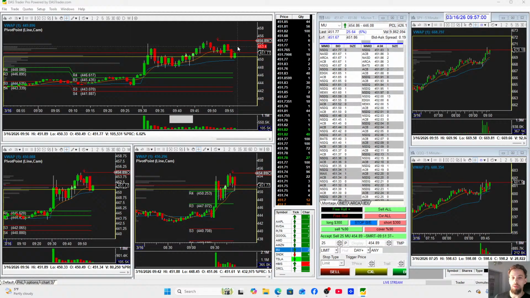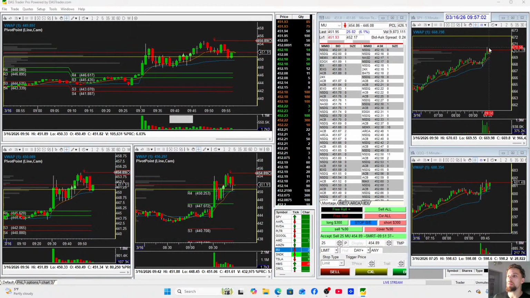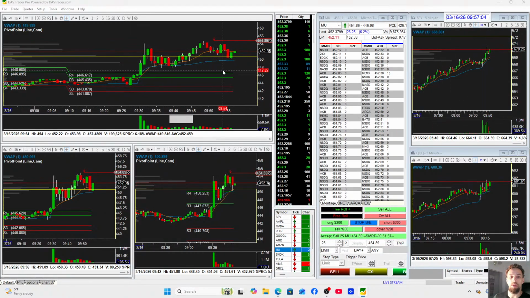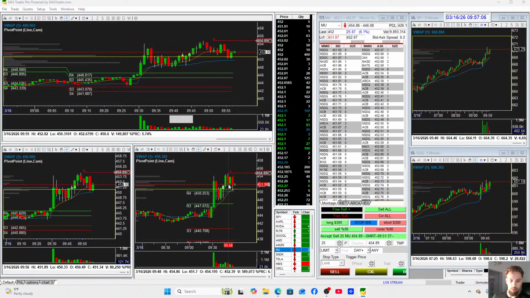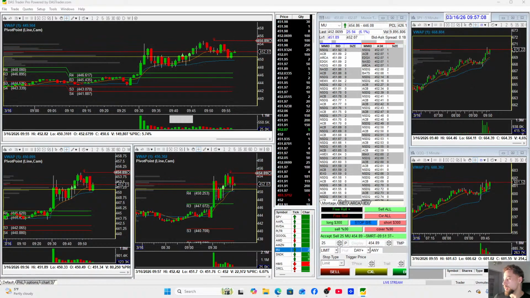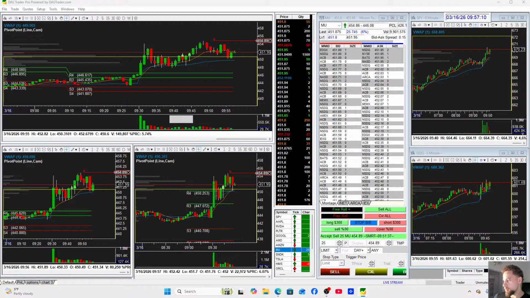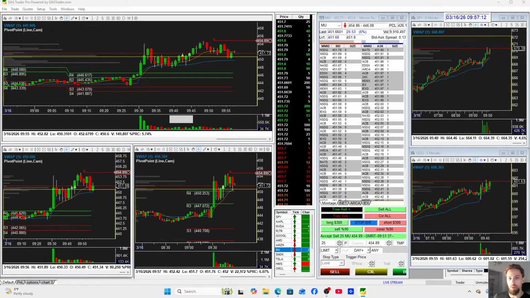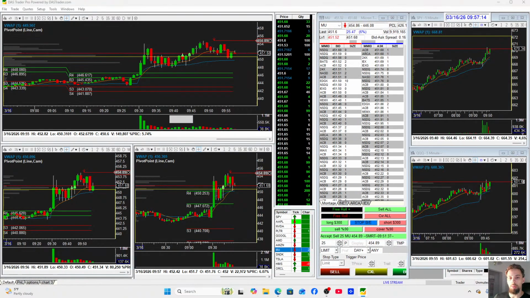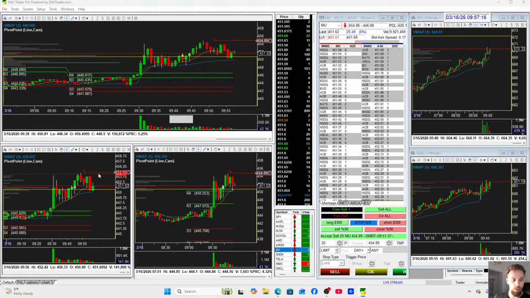SPY and Qs are looking good. Looks like we might be pushing up here. That's great for me. We really need to see some buyers step in. 15-minute chart's going to close here in 3 minutes. It'll be interesting how that closes.